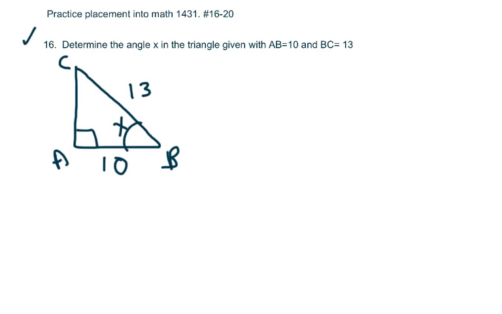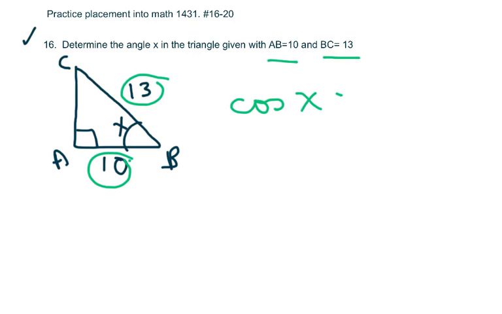So basically they want to know what x is, and I drew the triangle. They gave me the triangle, and then I filled in what AB was 10 and BC was 13. So they want to know x. And so for x, we have adjacent and we have hypotenuse. So that's cosine. So cosine of x equals adjacent over hypotenuse.